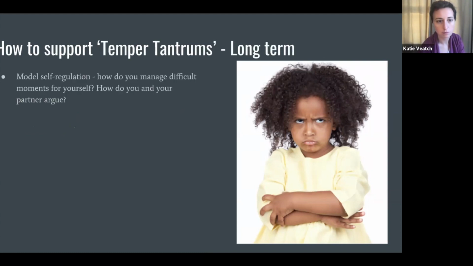So, long term, let's model self-regulation. When you think about this, how do you manage difficult moments for yourself? How do you and your partner argue? If you're with a child and you're on the phone with your sister and you just got some weird news, or her boyfriend just did something that is totally outrageous, are you yelling on the phone? Even if you're at the park and we think they're not looking, or maybe your mom just called you and she's like, I'm not coming this weekend. And you're saying, oh, what? We had this whole plan. We just have to watch ourselves, because when we think they're not watching, they are.